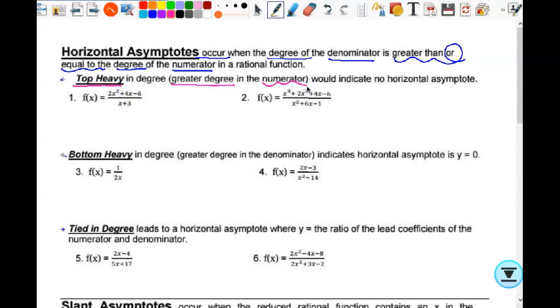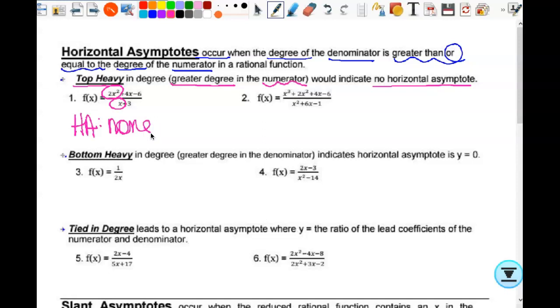So if I look at number 1 here, and I look at the degrees, so I'm just looking at the greatest degree in the numerator and denominator. So here I have a 2x squared, here I have an x. Is it always going to be the first term? No. Most of the time it will be, but you've got to make sure. It's always the highest, not always the first. So this is top-heavy because the numerator has a degree of 2, denominator has a degree of 1, and so that means no horizontal asymptote. So for horizontal asymptote, since I can look at it and see that it's top-heavy, my answer is none.